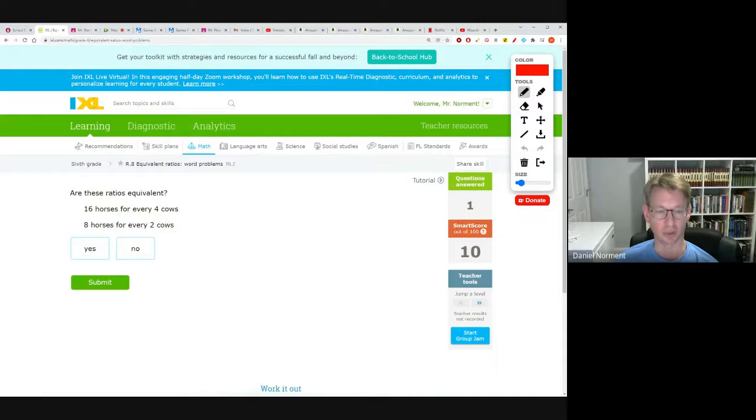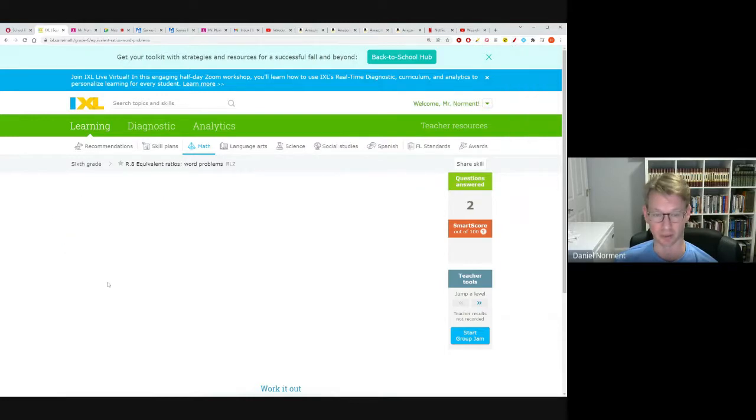For this one, are these ratios equivalent? 16. Now look at how they cut this in half. If they're equivalent, they're going to do the exact same thing. So when you take this number and you cut it in half, do you get 8? Absolutely. So these are equivalent.